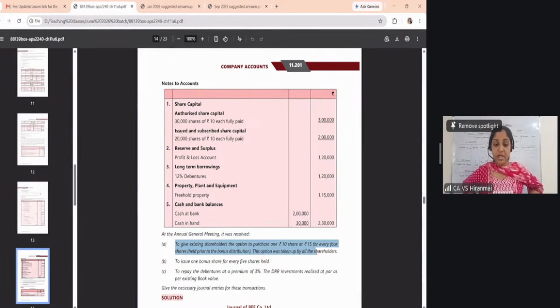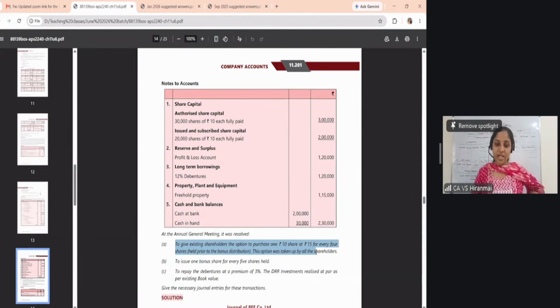to give the existing shareholders an option to purchase one share for every 4 shares at 15 rupees. So a 10 rupee share you are giving to existing shareholders at 15 rupees. That is 1:4. If you are holding 4 shares in the company, I give you one share, its value is 15 rupees. You are supposed to pay 15. So this is a rights issue.